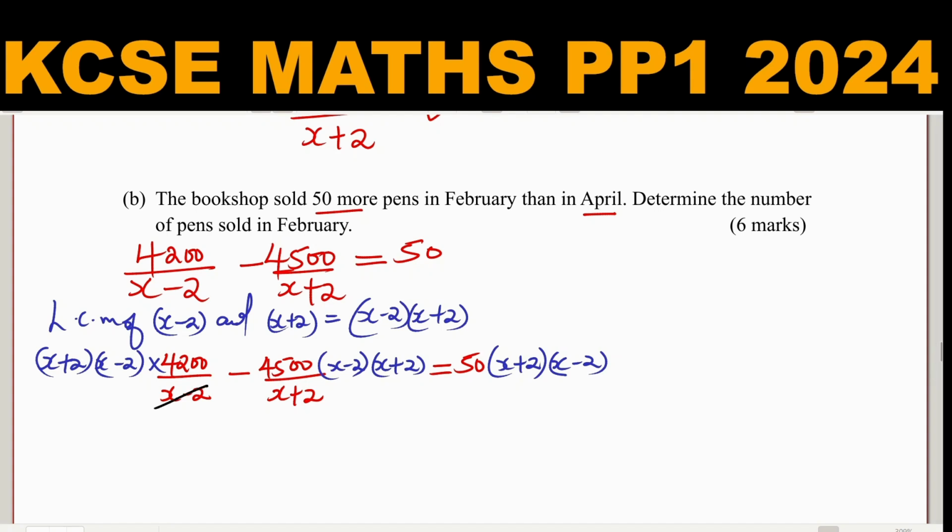So you notice x minus 2 and x minus 2, that one will divide out. So x plus 2 and x plus 2, that will divide out. So we will be left with 4,200 multiplied by x plus 2, subtract 4,500 multiplied by x minus 2, is equal to 50.